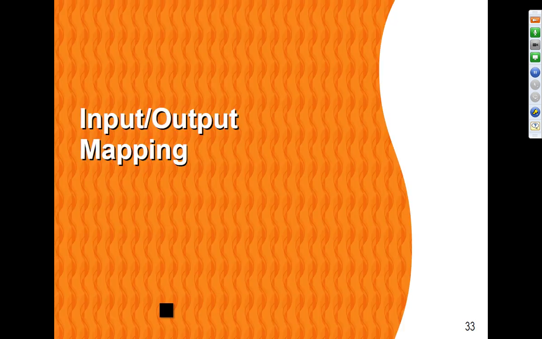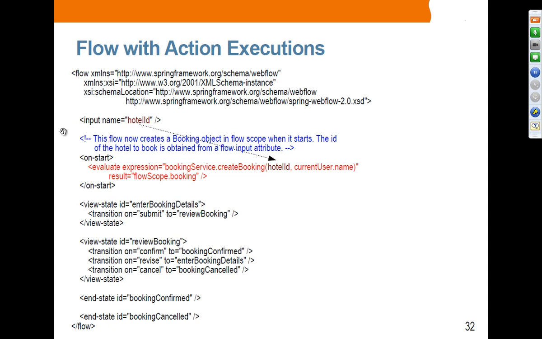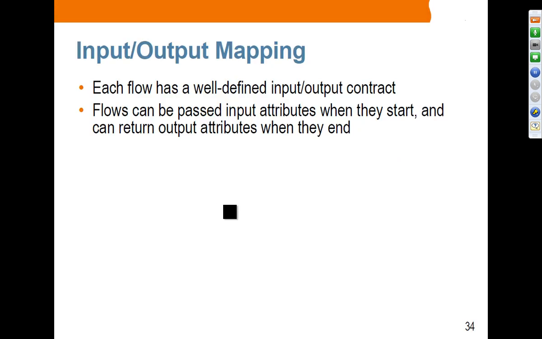Okay, now let's talk about input and output mapping in a bit more detail. So we have seen an example of this input here. Input and output mapping. Each flow has a well-defined input and output contract. Flows can be passed input attributes when they start, and they can return output attributes when they end.